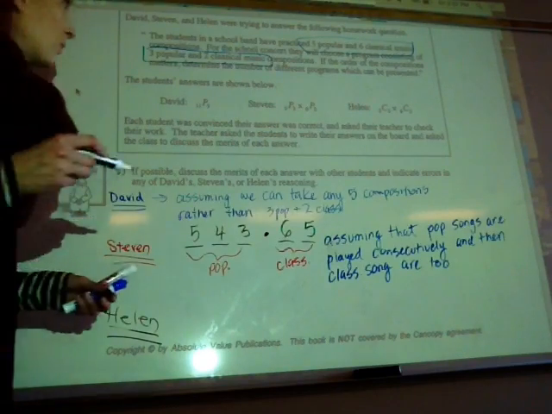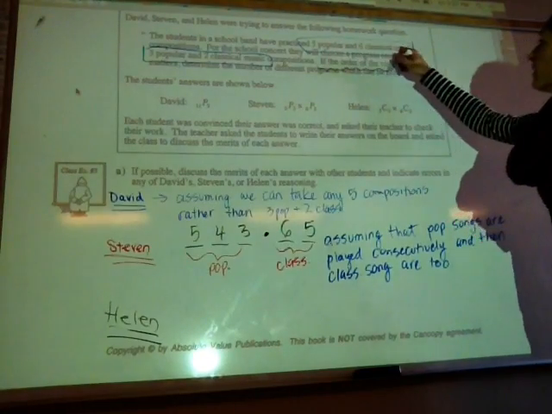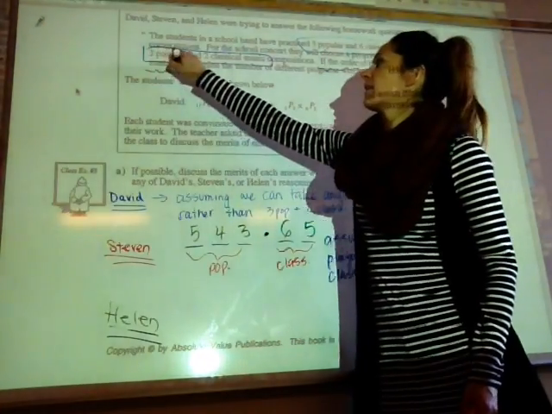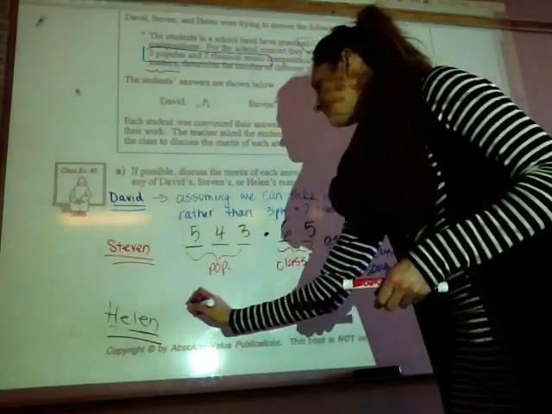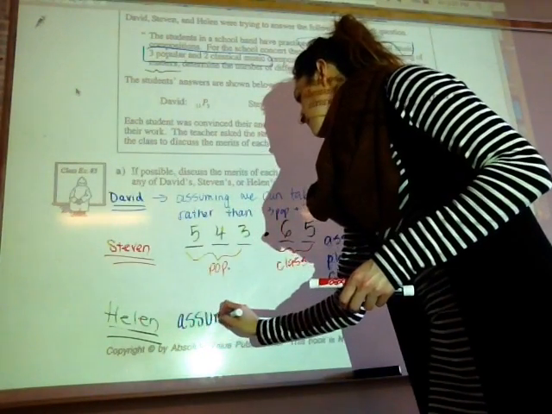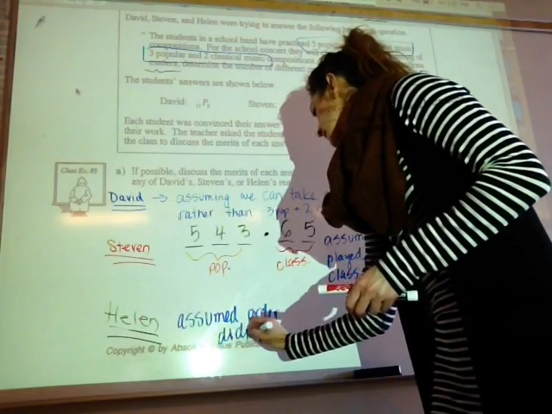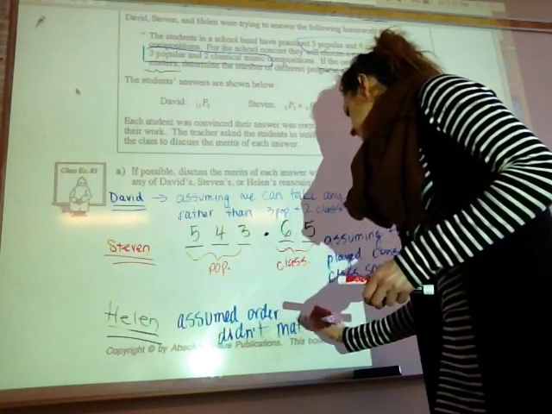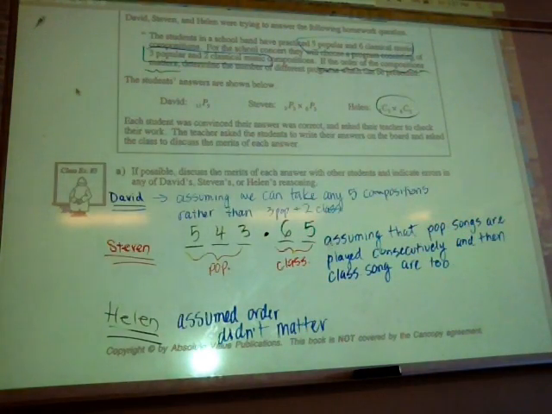All right, I'm going to point out one important thing that we haven't really spoken about. It says, if the order of the composition matters, what was wrong with Helen's calculation? She did combinations, so she assumed order didn't matter. Well, I am going to tell you that Helen is the closest.